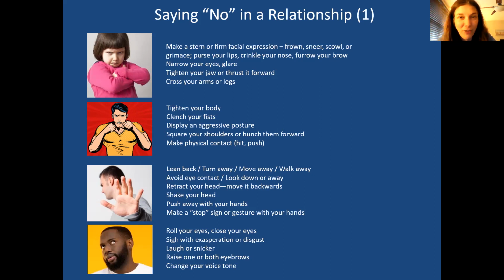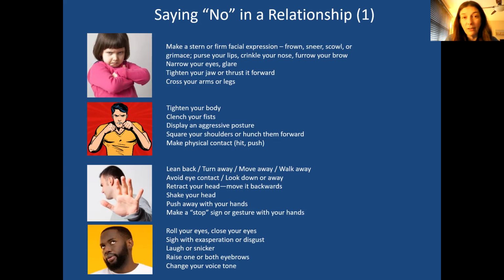Not that I'm saying get into a fist fight, okay? But sometimes it helps bring a sense of strength, even if they're at your side. Display an aggressive posture, if appropriate, okay? Square your shoulders or hunch them forward, right? So you're showing them tough, okay? If necessary, make physical contact by hitting or pushing, okay? Again, I'm not advocating physical aggression, but in certain situations, when you have to defend yourself, you might actually have to do that, okay? But again, please, as appropriate.